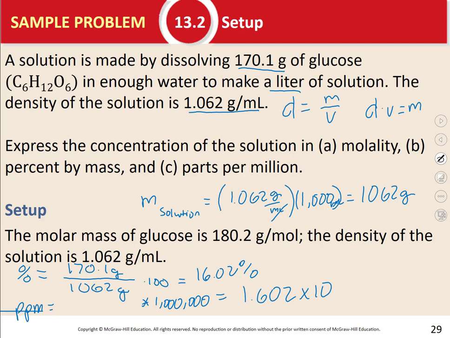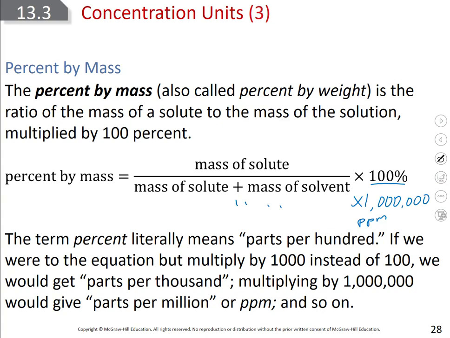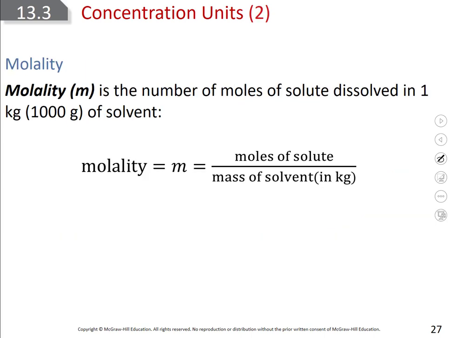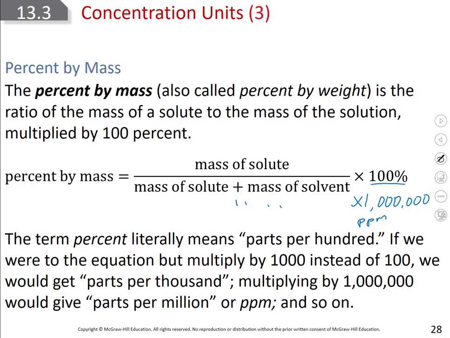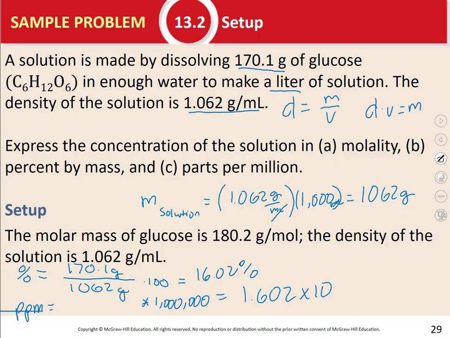Yes? When you have to subtract your mass of glucose from your mass of your solution, we did that last time because in molality you only need kilograms of the solvent. We just wanted the water, so we subtracted off the mass of the glucose. Here in the bottom of the equation, it's the solute plus the solvent. So that's why we didn't subtract off the glucose this time. But in molality, it's just the solvent. So this is 10 to the 5th parts per million.